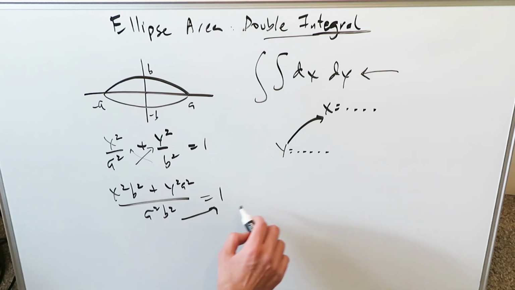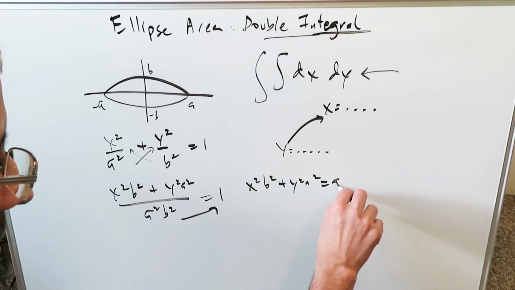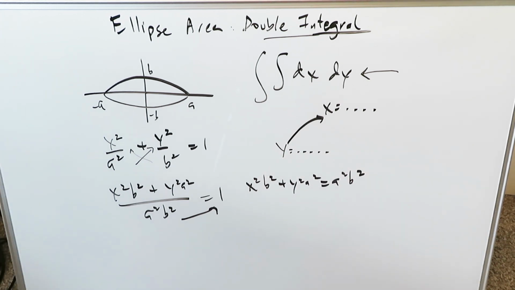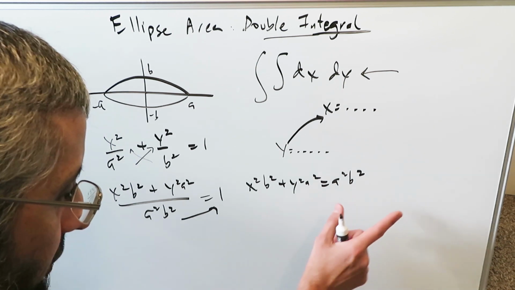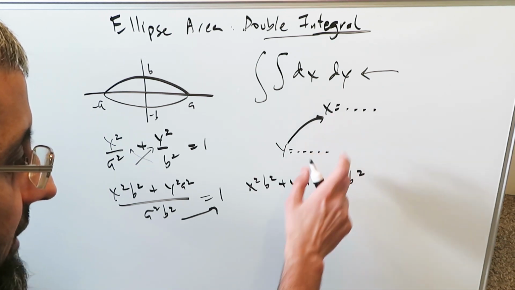Then you would cross multiply this. You'd have x squared b squared plus y squared a squared is equal to a squared b squared. Remember, here I'm trying not to skip steps, so for the students who need to see everything, they have it available. You are again solving for x equals format.